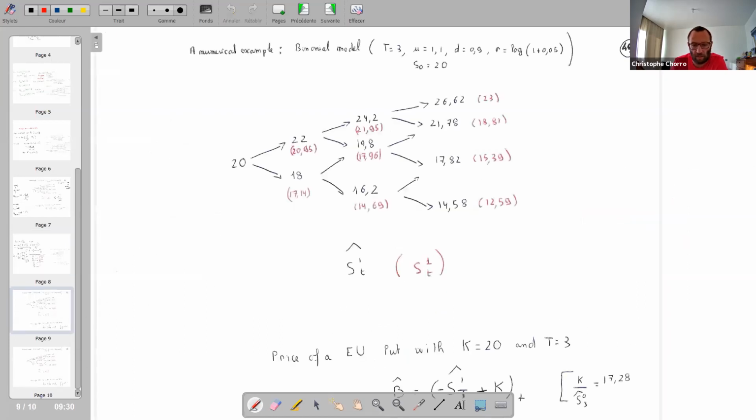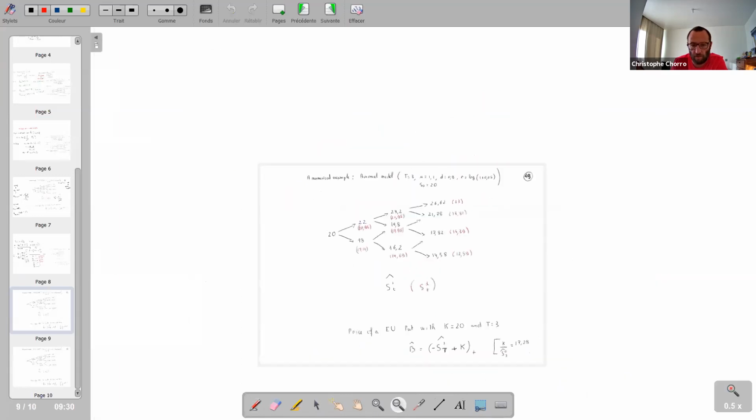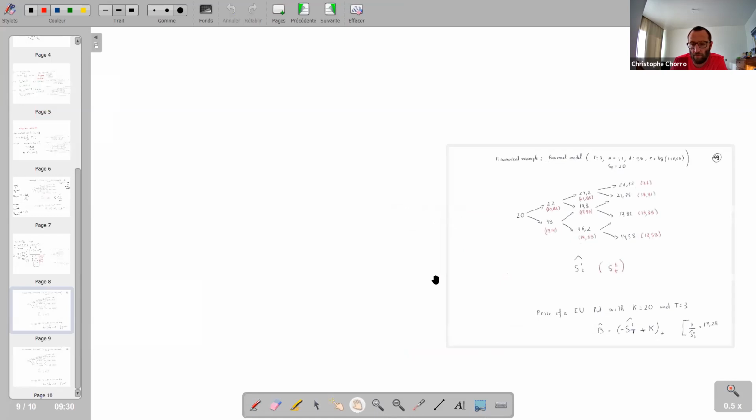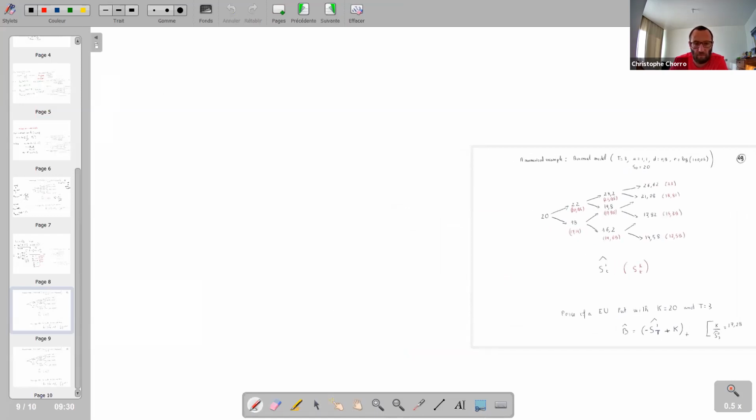So I am here, and now I will be interested in finding the composition of the hedging portfolio for t belonging to 0, 1, 2. Okay. And once again, we are going to have trees for this quantity.